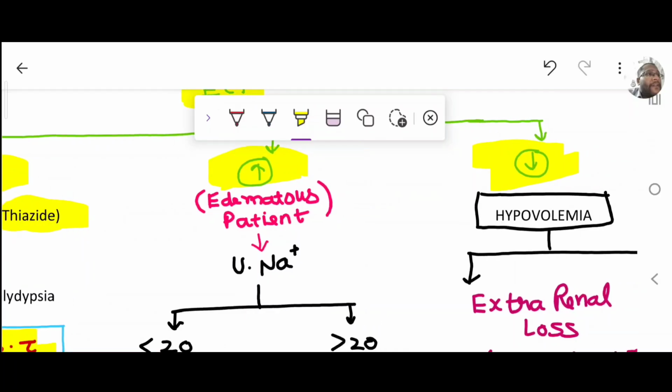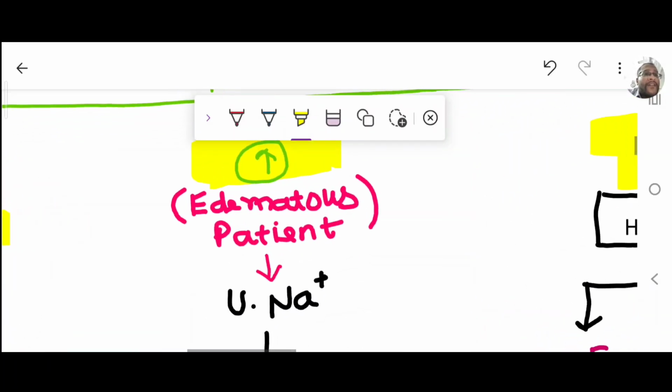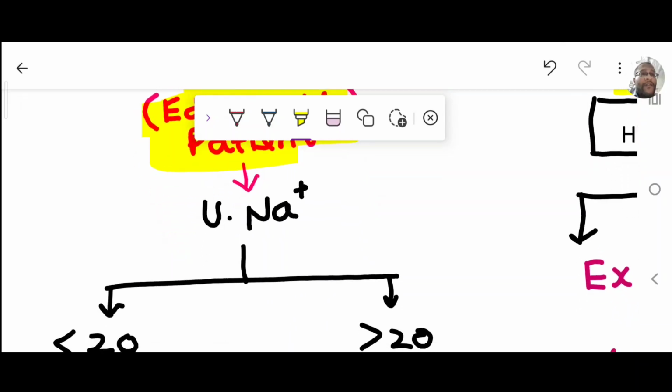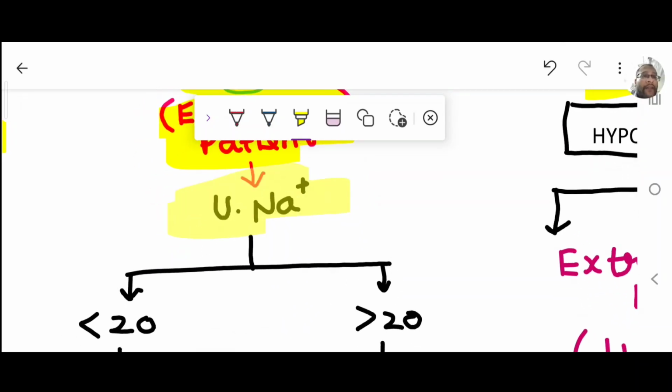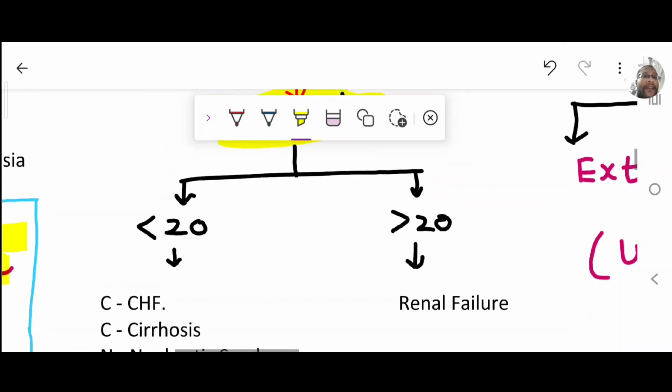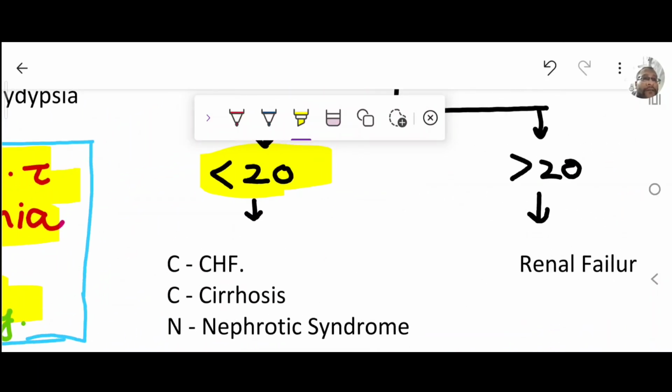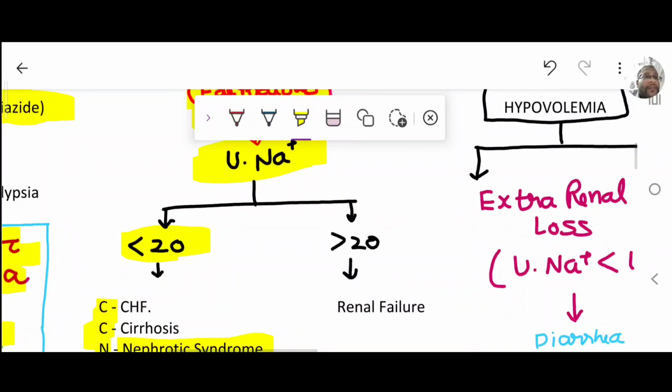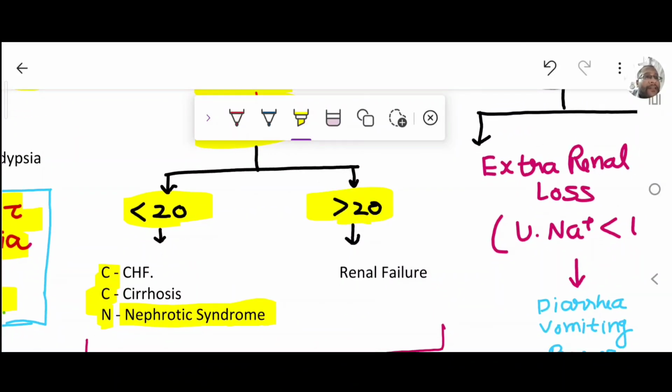If the ECF is high, these patients are edematous patients. Then we go for the urinary sodium levels. If the urinary sodium level is less than 20 milliequivalent per liter, we can remember the causes like CCN. C for congestive heart failure, another C for cirrhosis, and N for nephrotic syndrome. When the urine sodium level is more than 20, the cause will be renal failure.